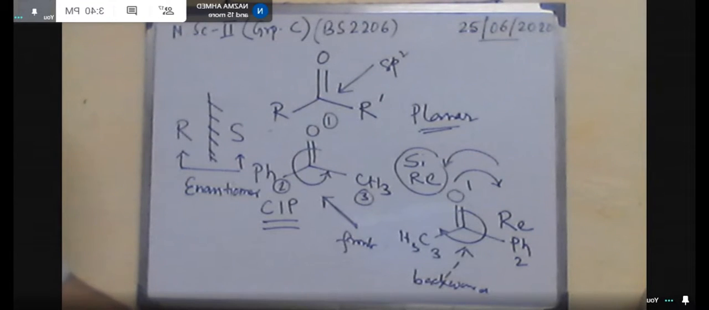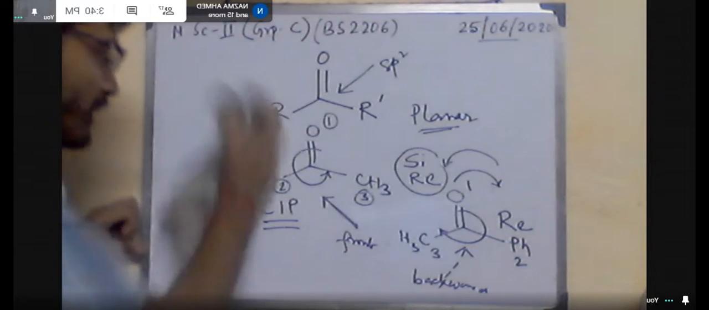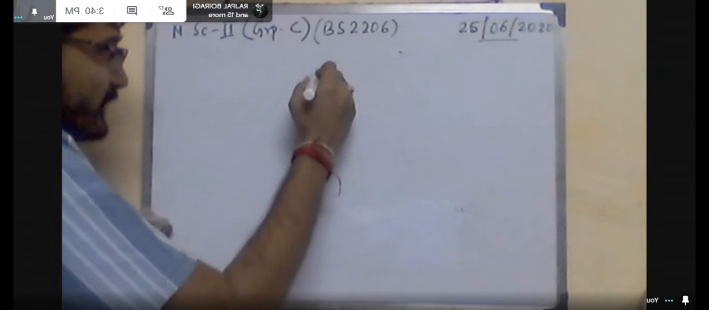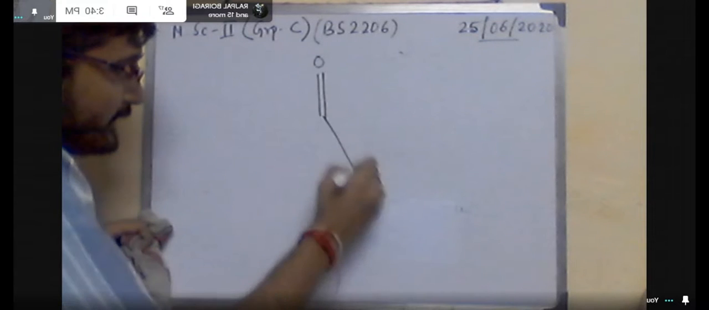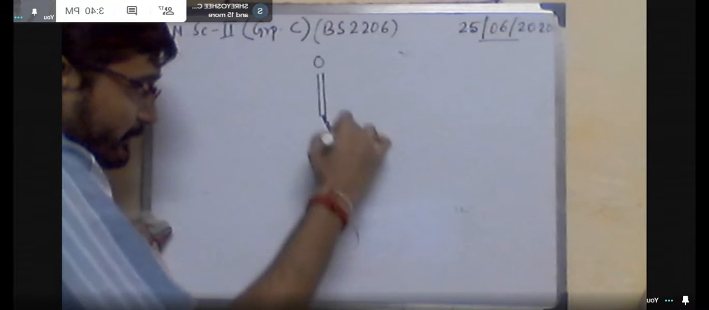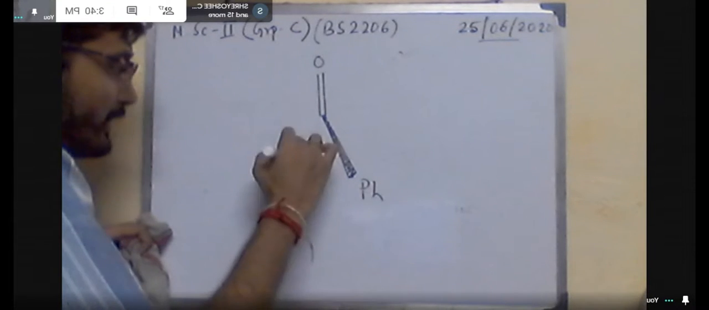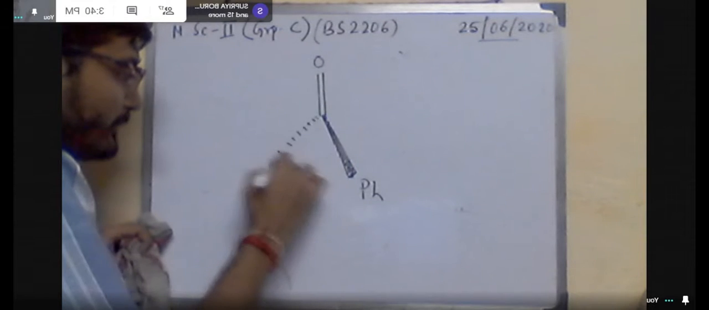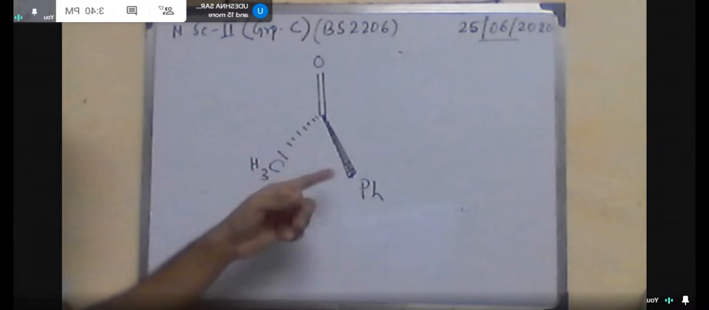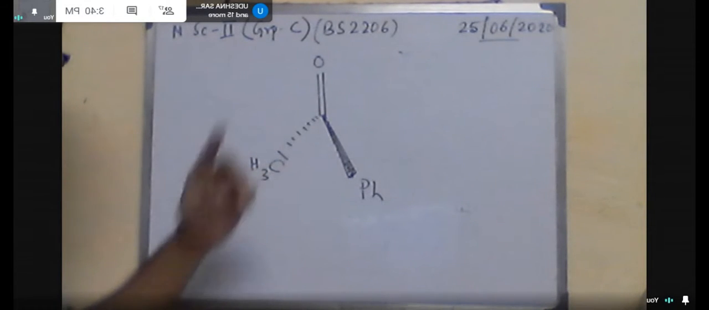Say if I am considering that this phenyl ring is towards the viewer here, and this methyl is away from the viewer. So we have put the molecule in such a fashion that this C double bond O now is in the plane of the whiteboard, and this is above the plane, that means towards the viewer, and this is below the plane, that means away from the viewer. Numbering will be the same, 1, 2, 3. Now you are the viewer, this is one face and this is another face.